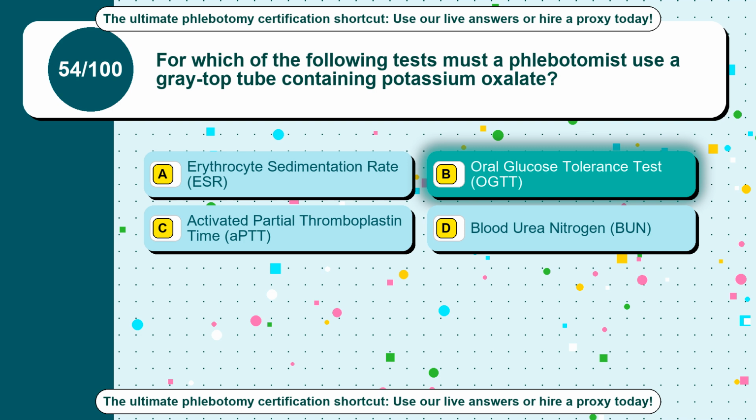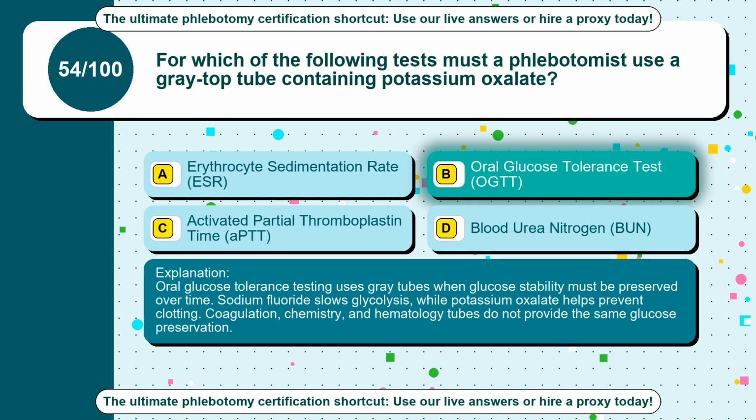Oral glucose tolerance test, OGTT. Oral glucose tolerance testing uses gray tubes when glucose stability must be preserved over time. Sodium fluoride slows glycolysis, while potassium oxalate helps prevent clotting. Coagulation, chemistry, and hematology tubes do not provide the same glucose preservation.